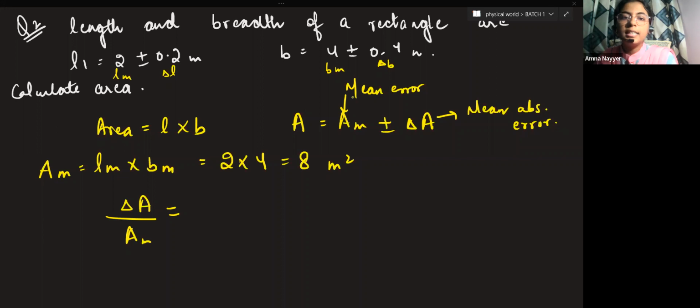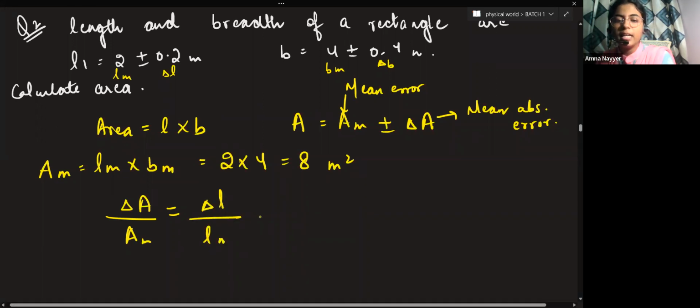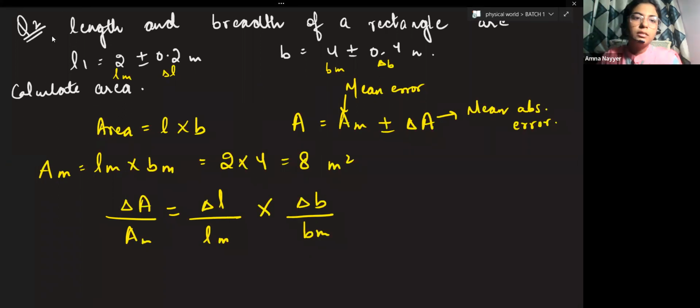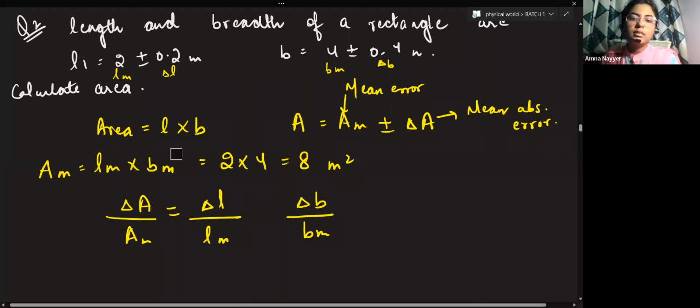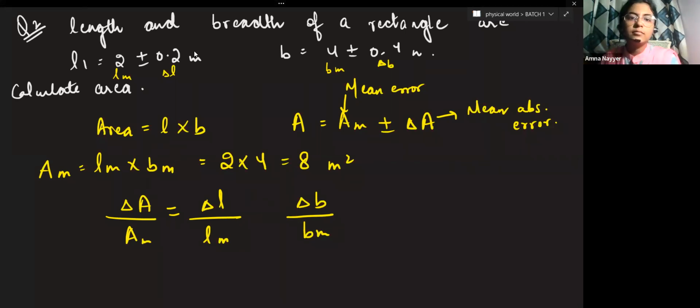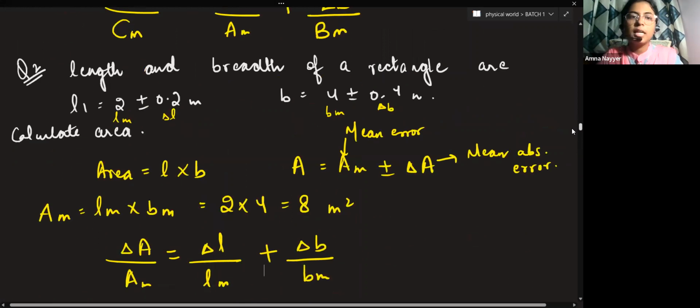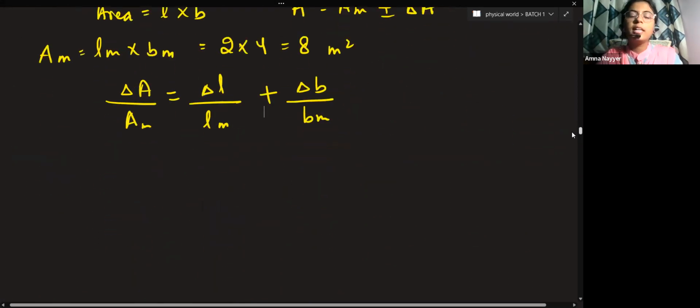Now for this, it is delta L by LM. This will be delta L by LM, and this is delta B divided by BM, not multiplied, added. Multiplication is done only here. These get added. I hope I have added it over here. Added.